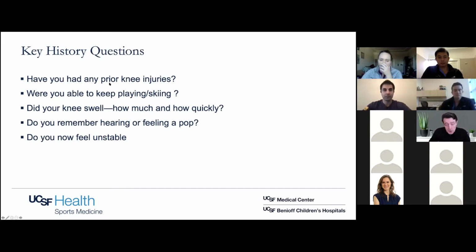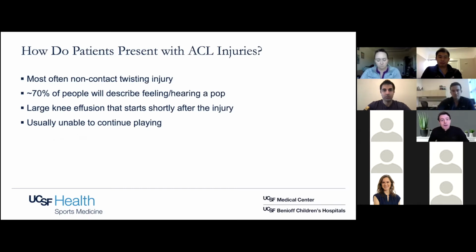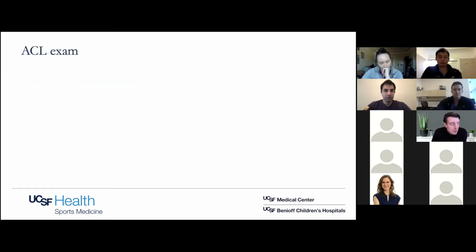So I basically like to know these things at a minimum. First of all, I want to know if this is a previously compromised knee. Were you able to keep going? Did the knee swell immediately? Did you hear the pop? And just to understand where they are, I like to know if they actually feel unstable now, because some will just say my knee is completely unstable. That gives you a distinct indication that that's what you're looking at. And 70% is the number, and that's correct. It's usually a non-contact injury. Remember that as well.